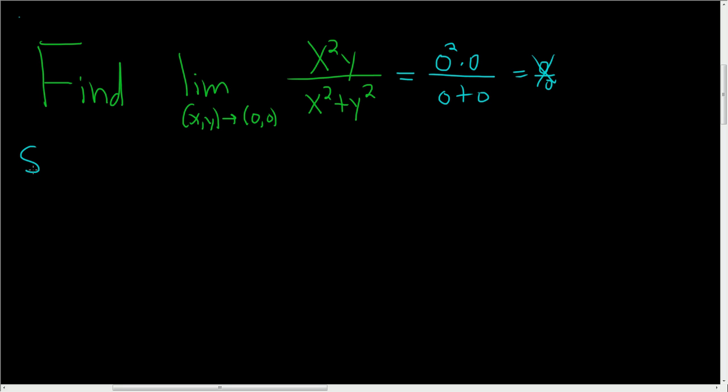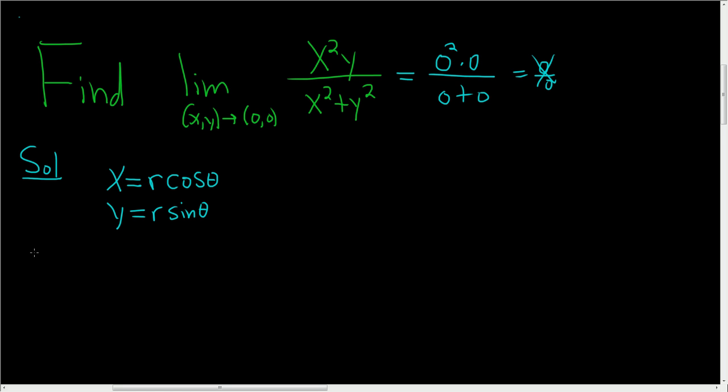If you play with this limit a little bit and try approaching (0, 0) from many different directions, you'll end up getting 0 every single time. But how would you show that the limit is actually equal to 0? We'll use polar coordinates to do that, and I'll explain why this works at the end. So we'll let x equal r cosine theta and y equal r sine theta.